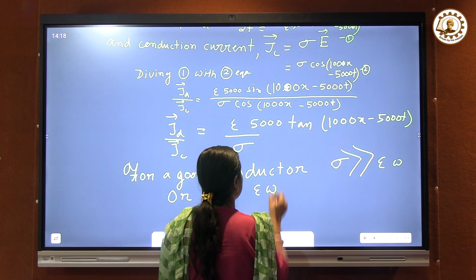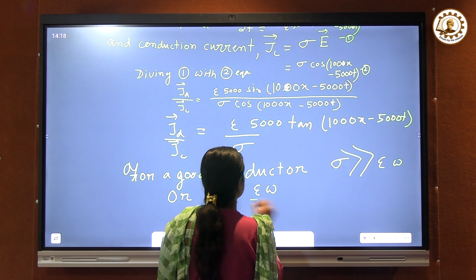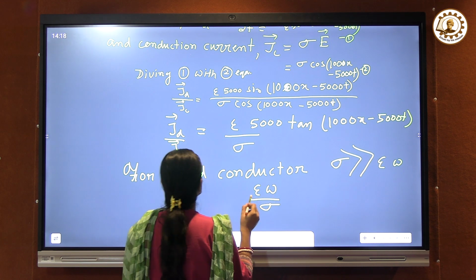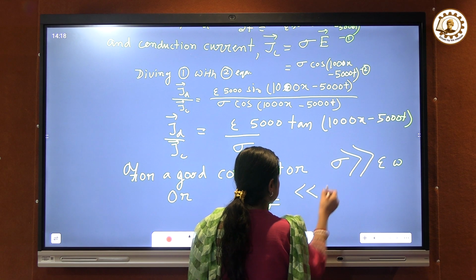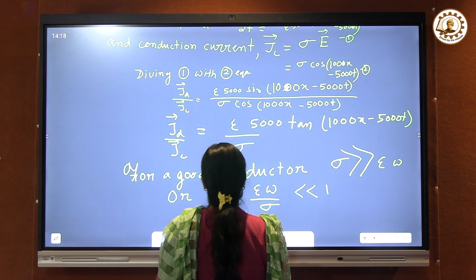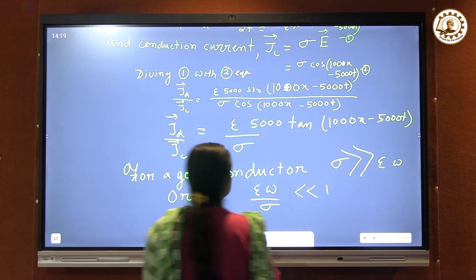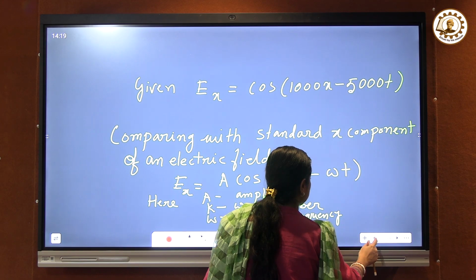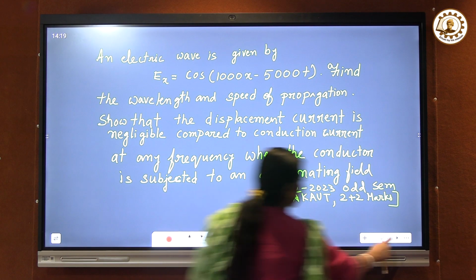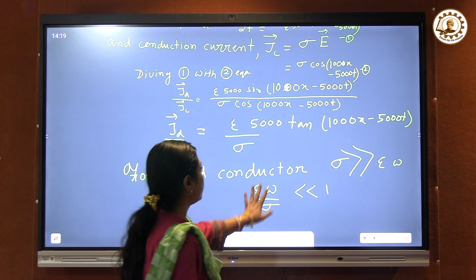So in that case, epsilon omega by sigma will be much less than 1. So if this is the case, I can say JD vector by JC vector is much less than 1. So here I will get my conclusion that my displacement current is negligible compared to conduction current. So this logic is very important here.